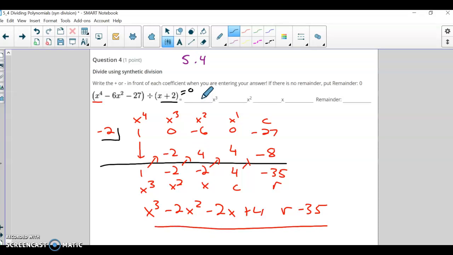All right, so if I fill them in, it would go 1, -2, -2, 4, and -35 is what it would look like when you fill it in.